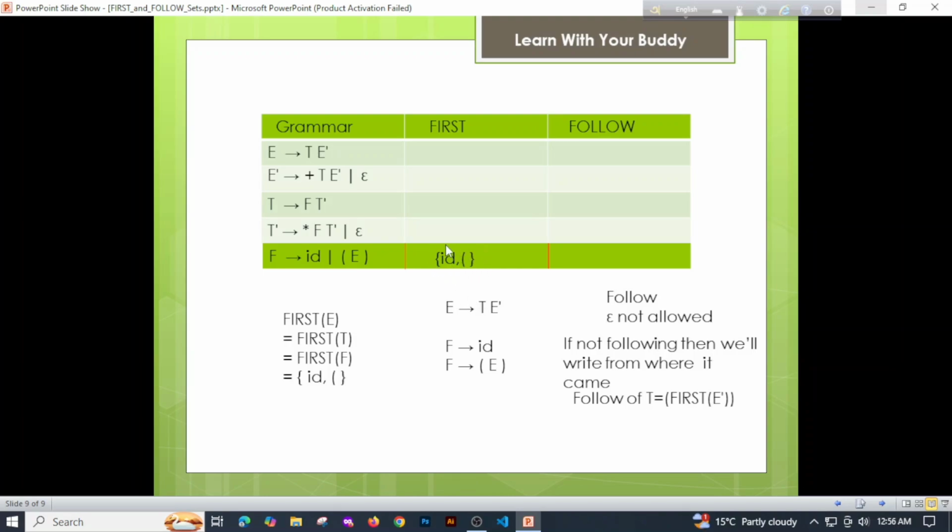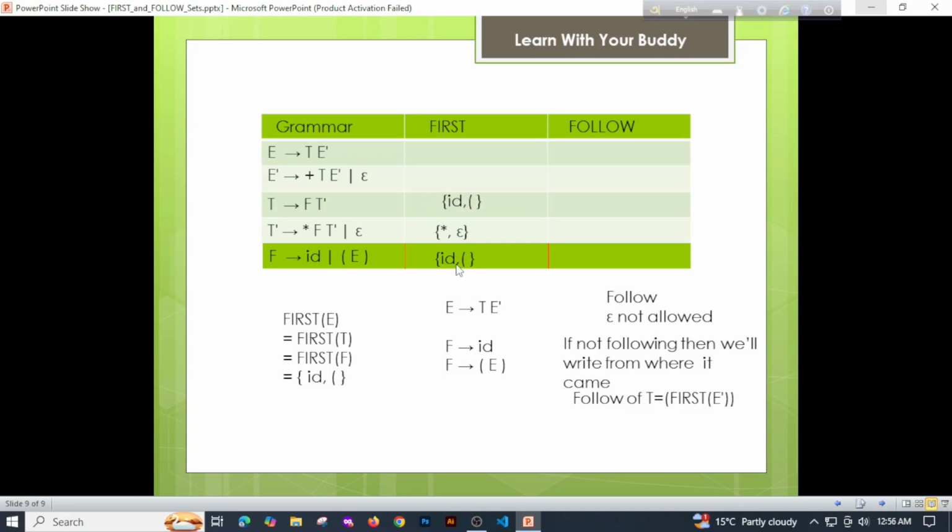Now let's find the first of T prime. For the first of T prime we have the star, so we will take star first, and then we will write the epsilon. So those two are the first of T prime. After that we will write the value of T. So here we have F and T prime.